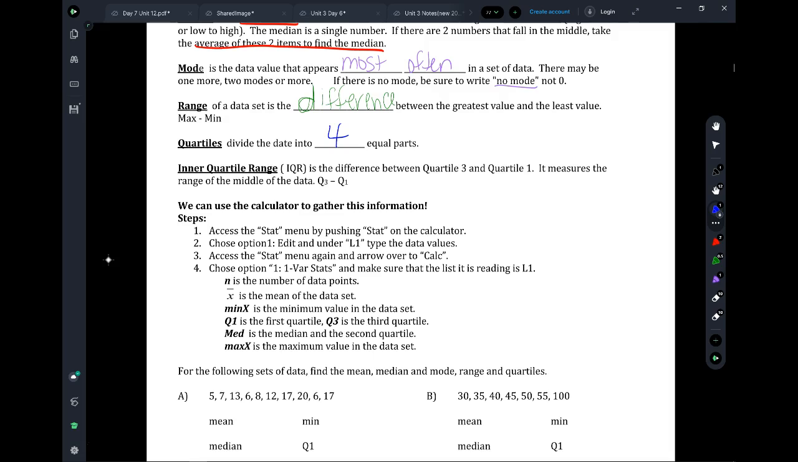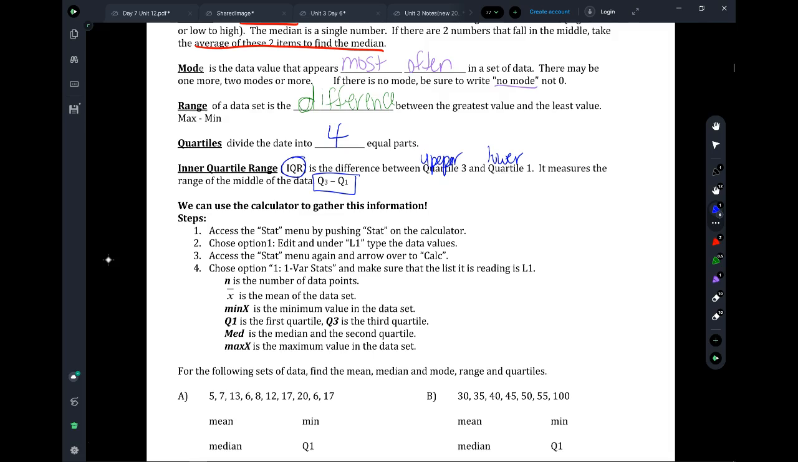And then once we have our 4 equal parts, there's something called an upper quartile and a lower quartile, otherwise known as quartile 3, that's your upper quartile, and quartile 1 is your lower quartile. And so when I'm trying to find the IQR, that's going to be the upper minus the lower, or Q3 minus Q1. All right, so this is where we're going to have to introduce our calculator into today.